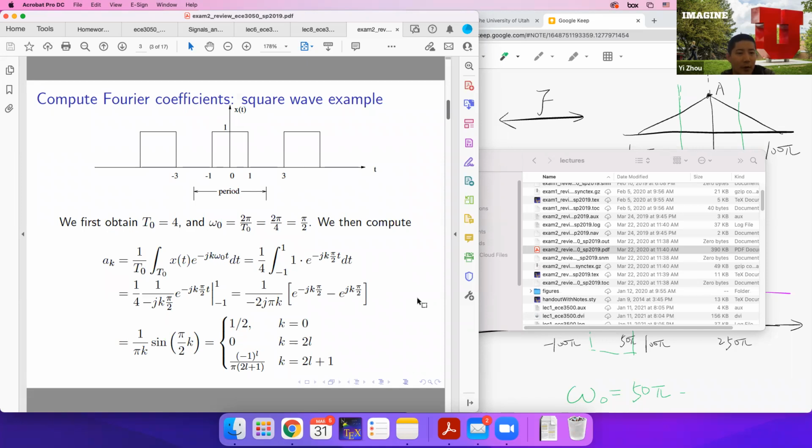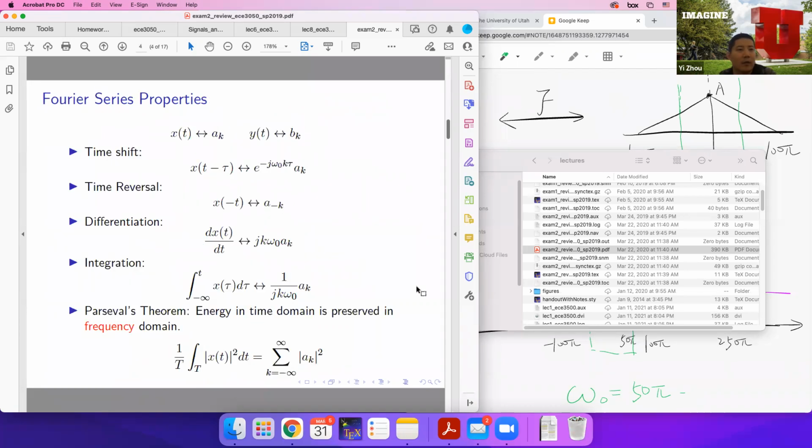Okay, so I will skip this part. Now in the exam, it is sufficient to write down the final result in this analytical form. You don't have to figure out the explicit values. But if you obtain some result like this, remember to simplify it into a simpler sine cosine form. And these are the Fourier series properties we talked about, so I will not go over them here.